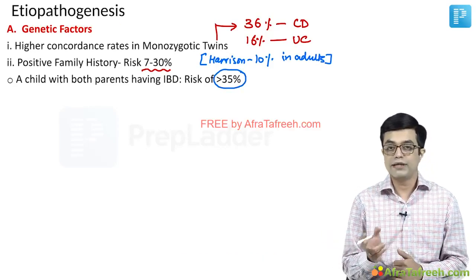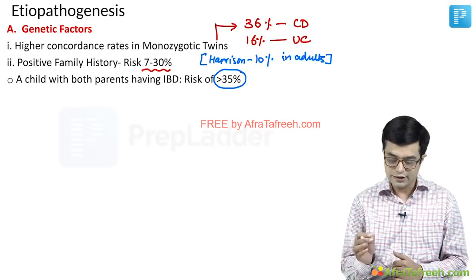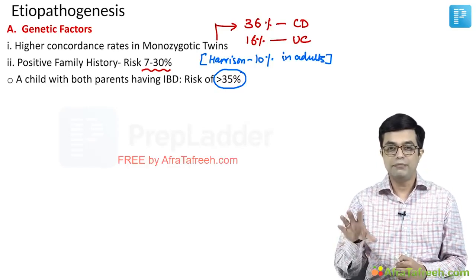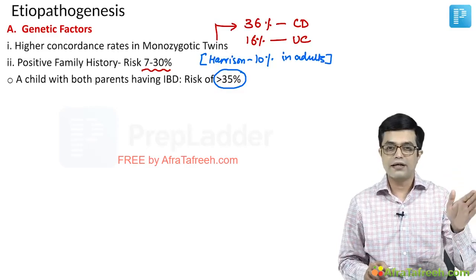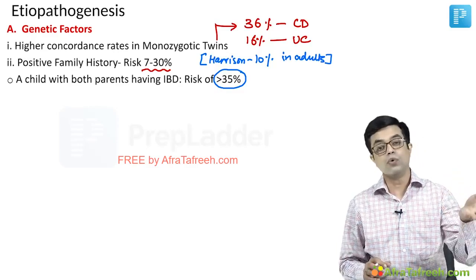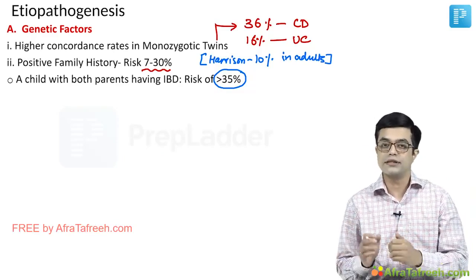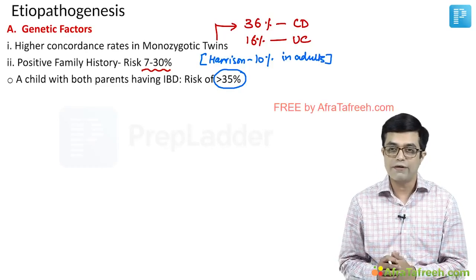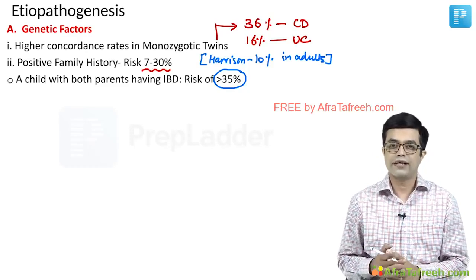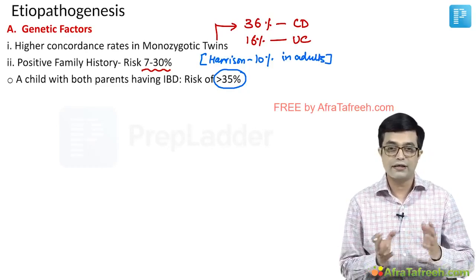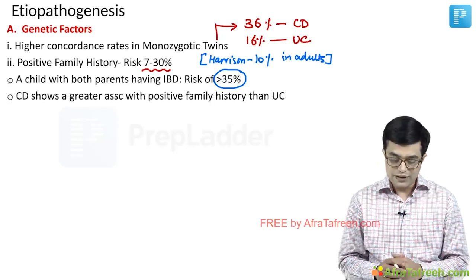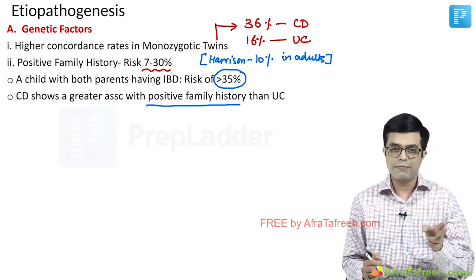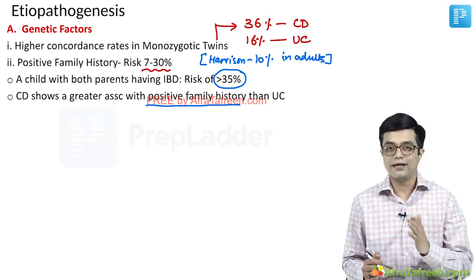So if both parents have either ulcerative colitis or Crohn's disease, the child will have a risk of more than 35%. You need to understand that positive family history of IBD means that if a patient has ulcerative colitis in the family, that does not mean he will only develop ulcerative colitis; he can also develop Crohn's disease. More and more we are understanding that these two types of IBD tend to have an overlap of the spectrum. Of course, they are distinct diseases and distinct predisposition factors have been proposed for them. Crohn's disease shows a greater association with positive family history than ulcerative colitis. So in twins and in family history, Crohn's disease will be more common than ulcerative colitis.